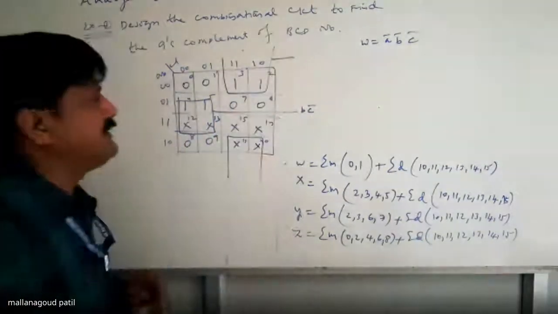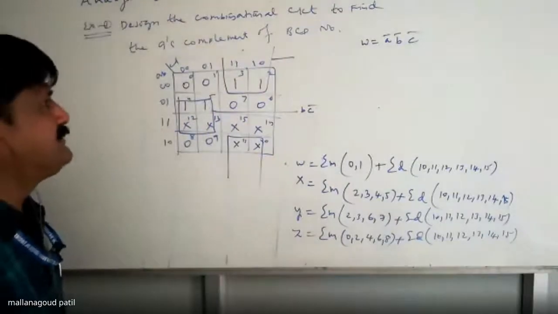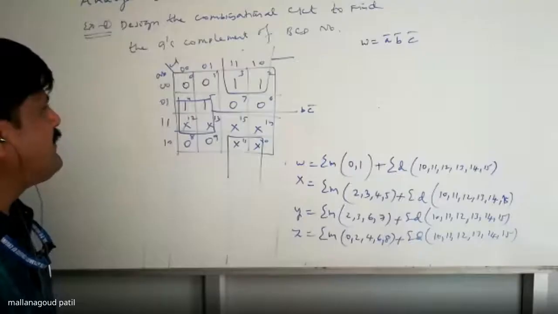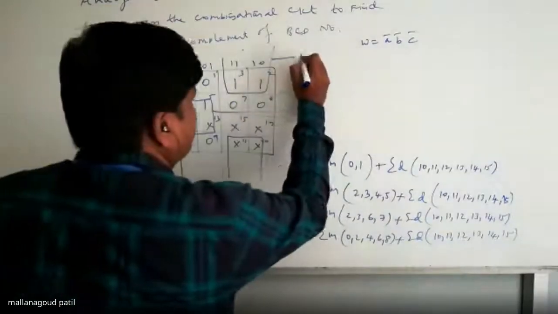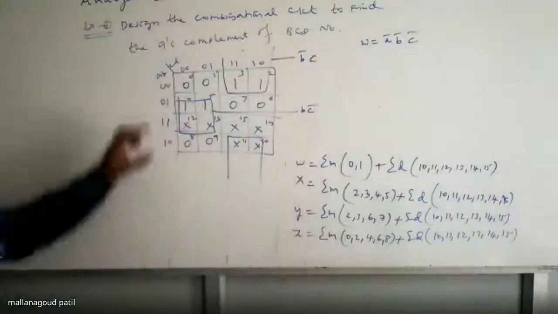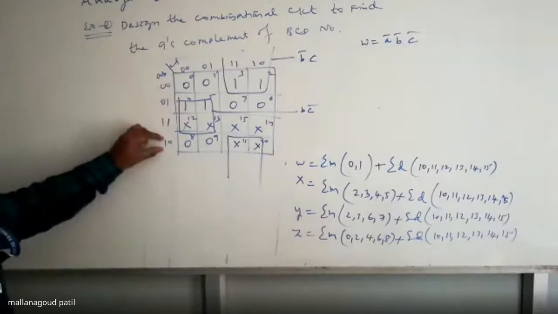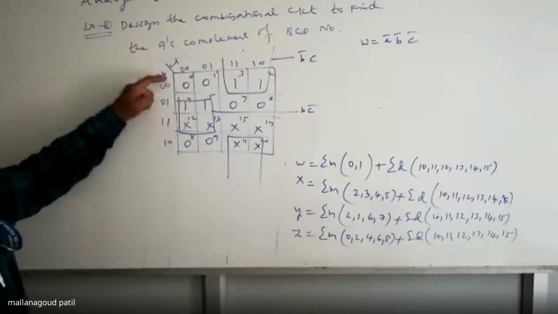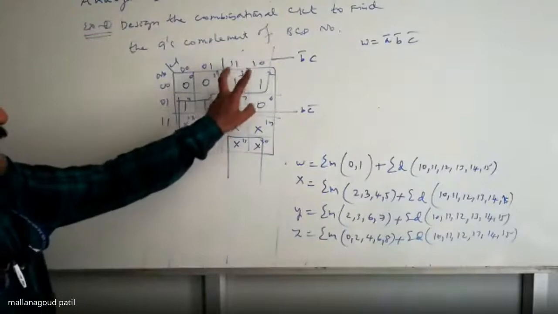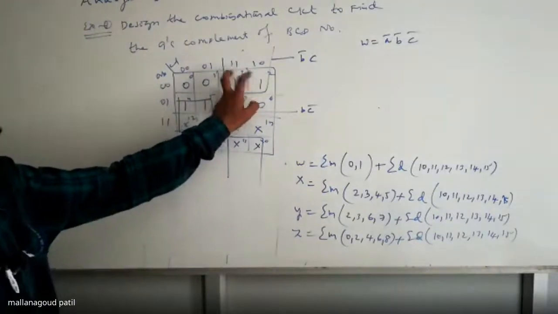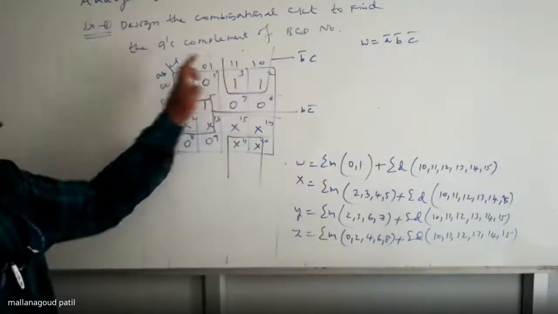Then what is this function? B bar C. B bar C is right. See here. Its address is 0, 0. Its address is 1, 0. Common is 0, belongs to B. B bar I have written. Then last 2 addresses 1, 1 and 1, 0. 1 is common, 1 belongs to C.